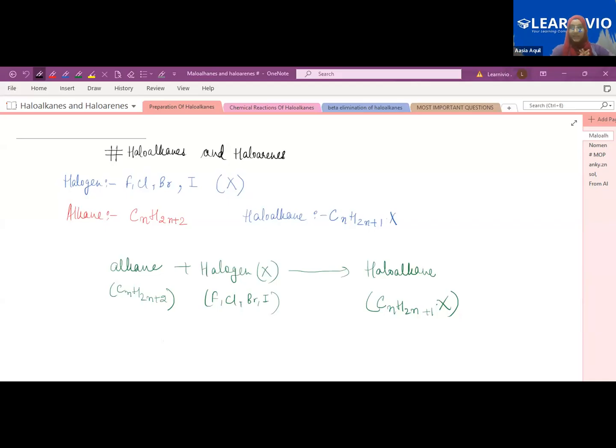Today we are going to start with the haloalkanes and haloarenes. So first, let's understand these words. Always try to understand the word by breaking it. Haloalkanes. The word halo is always used for the halogen group: fluorine, chlorine, bromine, iodine.